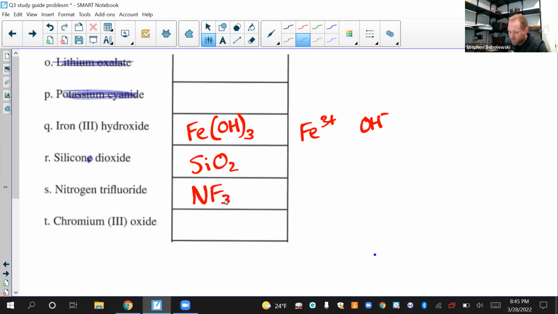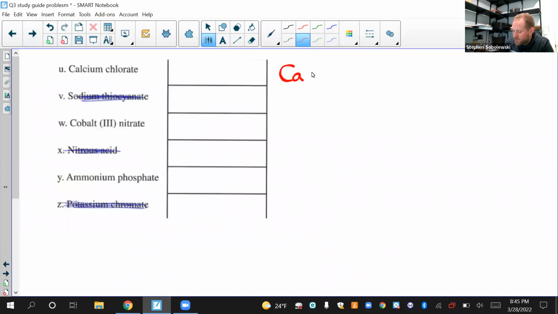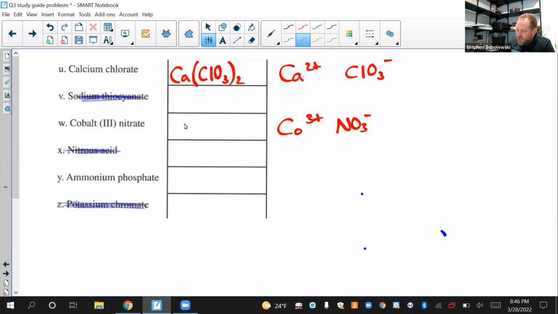use the Greek prefixes. Chromium 3 oxide, that's Cr with a 3+ charge, O with a 2- charge, giving you Cr2O3. Calcium chlorate. Calcium is Ca2+, chlorate is ClO3 with a charge of minus, giving us Ca, parentheses, ClO3, close parentheses, 2. Cobalt 3 nitrate. It's Co with a charge of 3+, NO3 with a charge of minus, giving us Co, parentheses, NO3, close parentheses, 3.